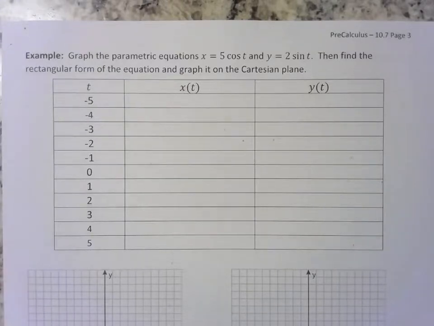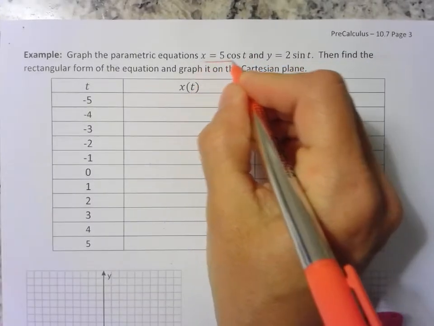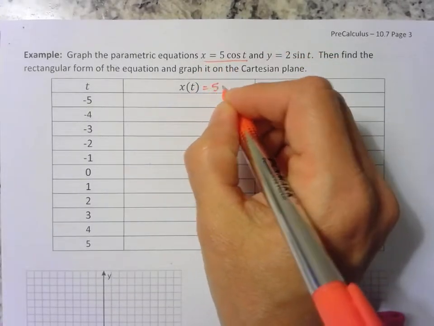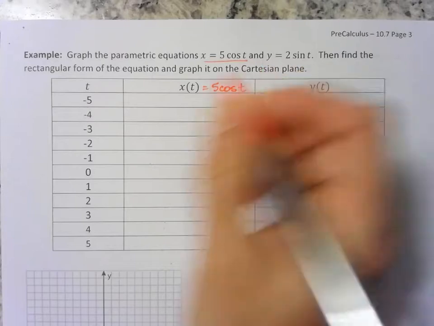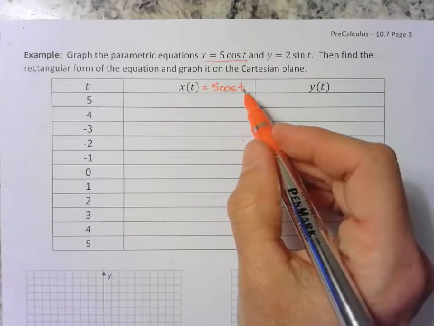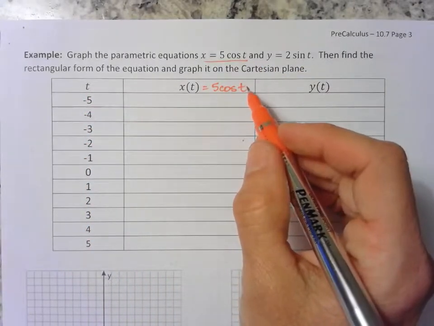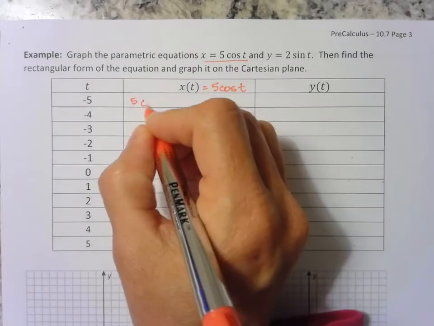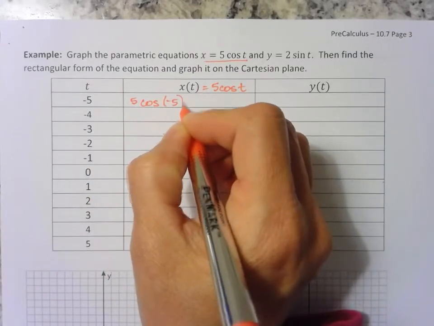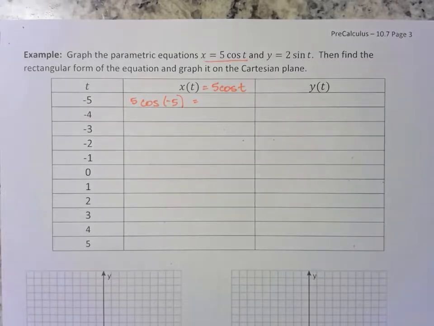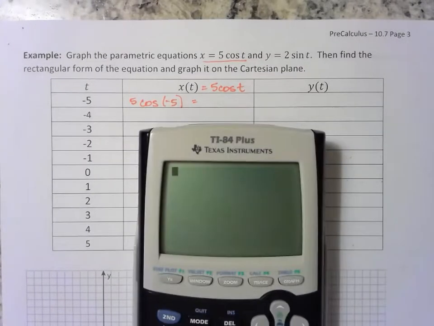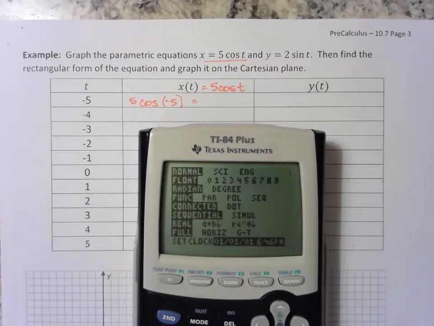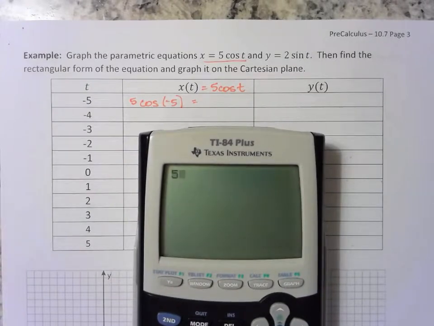For this next example, it's exactly the same process. X is going to be 5 cosine t. We substitute these in for t and solve. So that means 5 cosine of negative 5. You want to make sure your calculator is in radians. So mode, mine is. So we're going to go 5 cosine negative 5. And we get about 1.4.